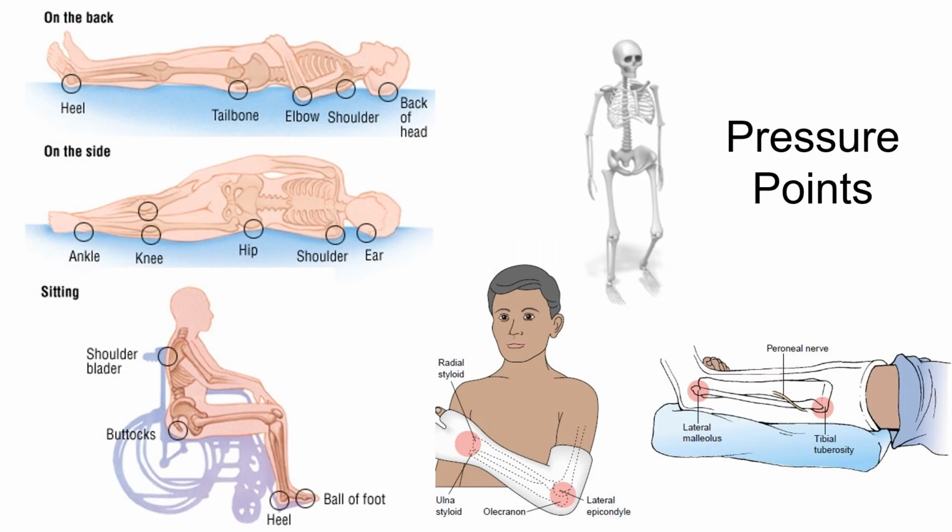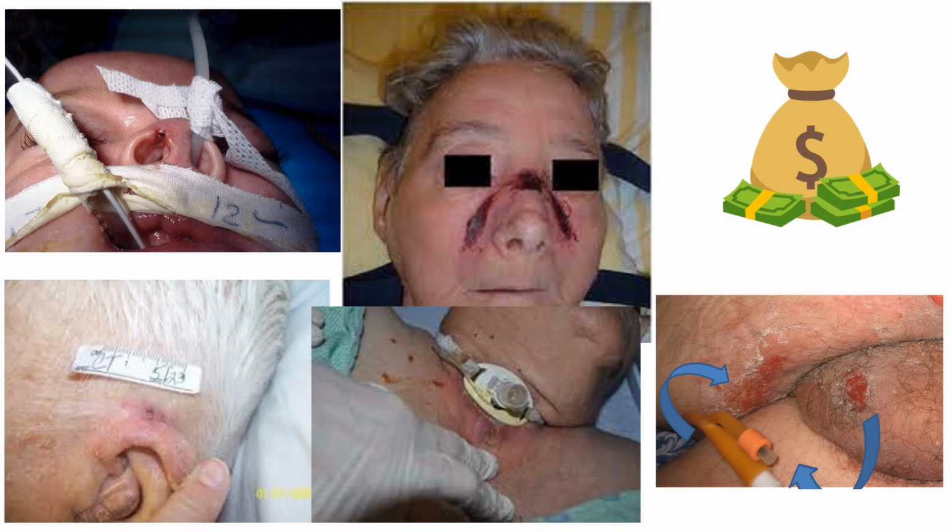So here are the main pressure points that you want to keep in mind if the patient's on their back, on their side, if they're wheelchair bound, and if they have some type of medical device. A lot of pressure points. This is a picture of pressure injuries that we don't always think about. So remember, whenever there's any type of tube being used, it can be oxygen, it could be a drain, like a drain after surgery, a JP drain, it can be a Foley catheter.